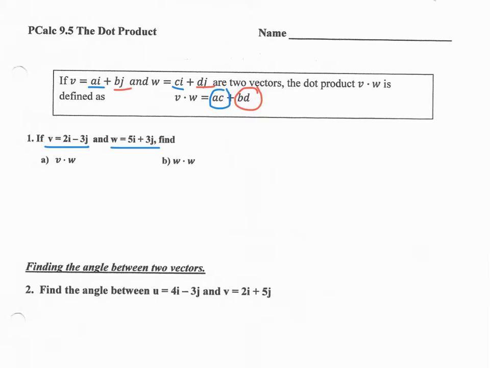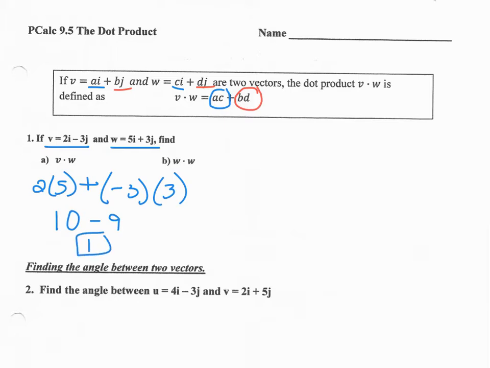Okay, so let's take a look at one. If I look at number 1a, find v dot w. If I take the horizontal from v, the horizontal from w, then add it to the vertical of v and the vertical of w, I get 10 minus 9, I get a nice little 1. So it is not FOILing. You guys try part B, the w dot w. If you need to, you can write w twice or however it helps you.